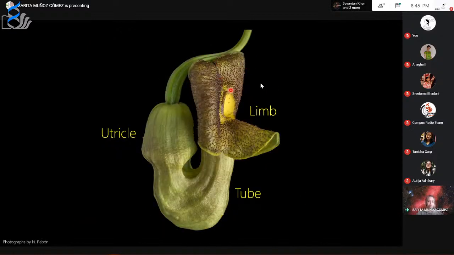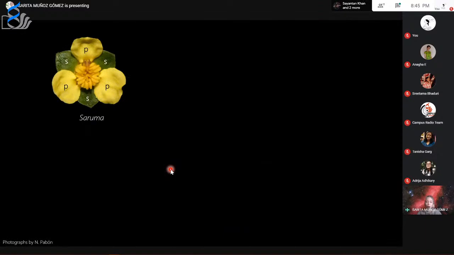There are three parts that are distinctive inside the flower, which are the limb, the elongated tube, and the inflated utricle. And as for color in the perianth of the family, we have the flowers of Saruma henryi, which is the only species inside Saruma. These flowers have sepals and petals. These are the only flowers inside the family that have both petals and sepals, and the petals are yellow, while the sepals are green.